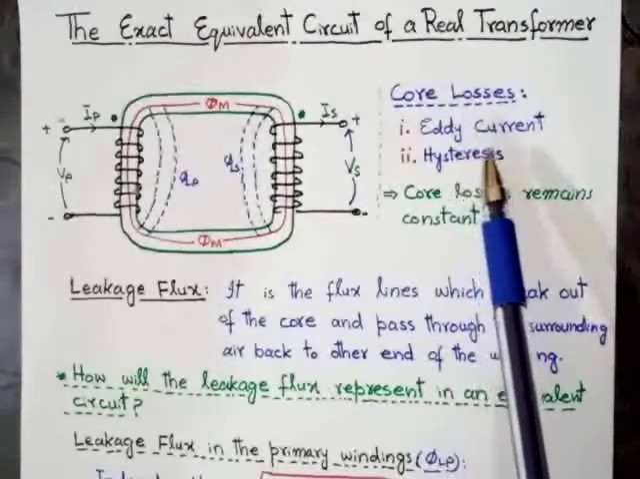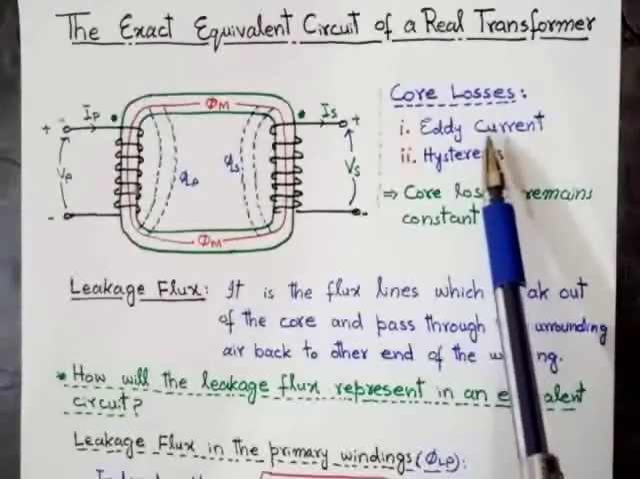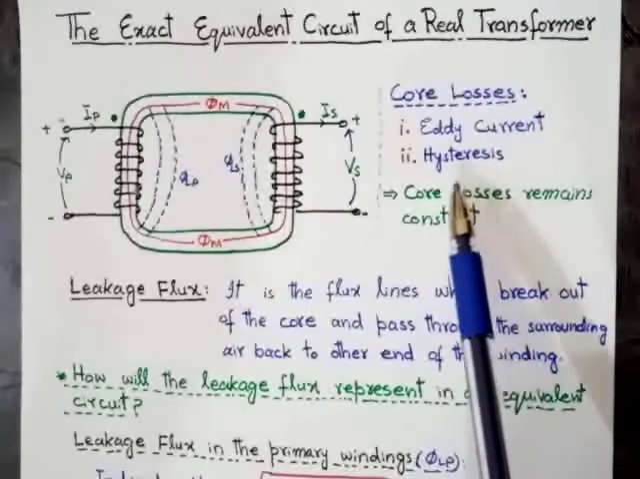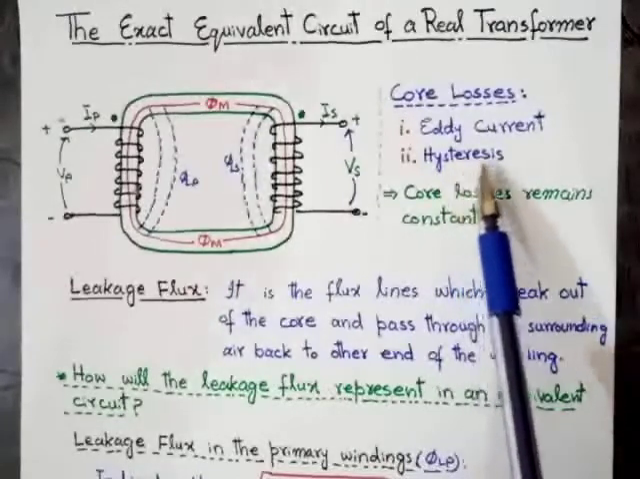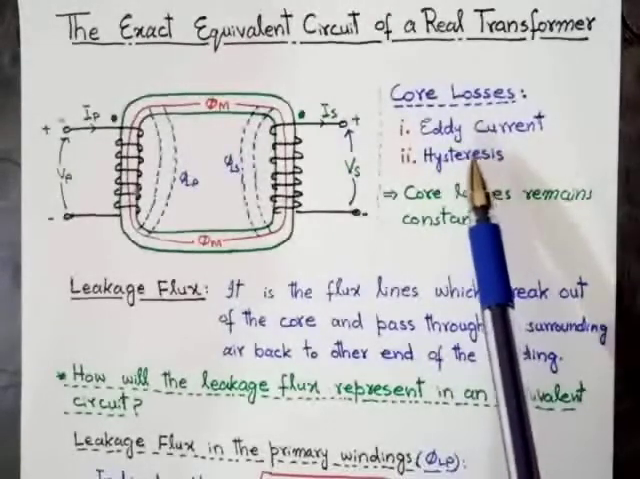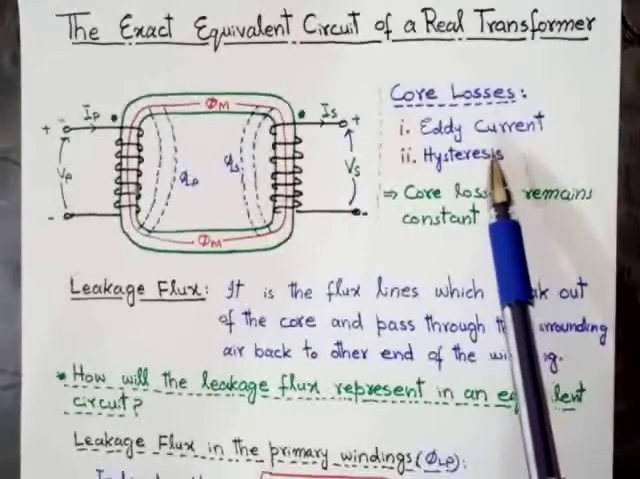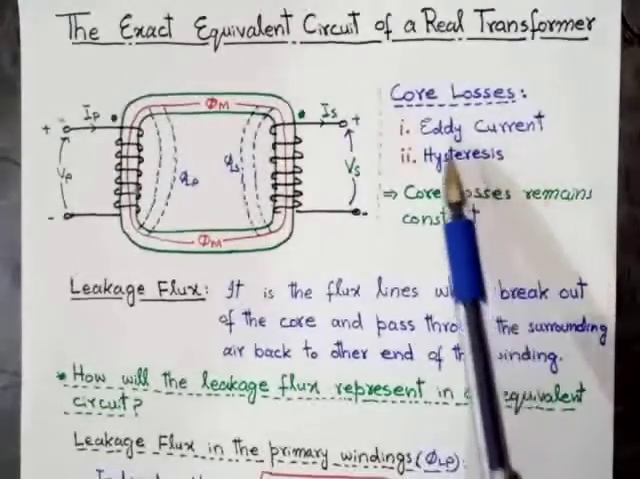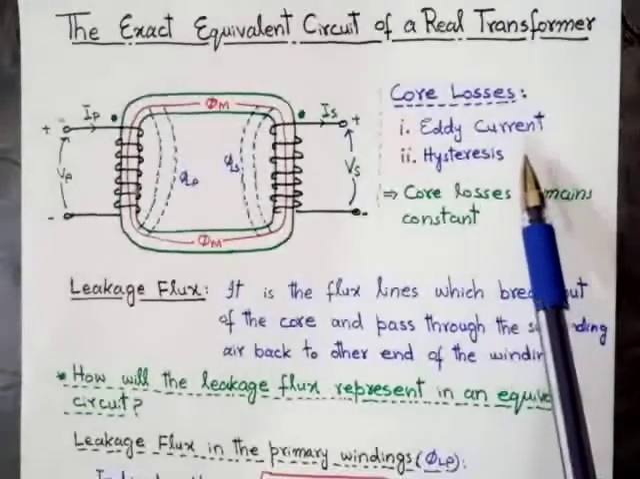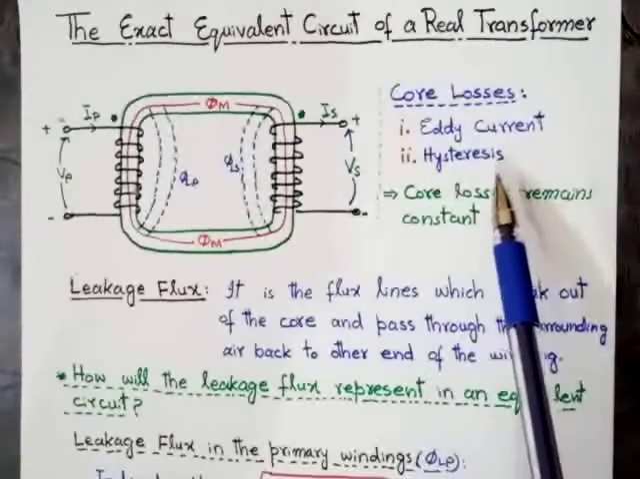Eddy current losses are resistive heating losses in the core of the transformer, and hysteresis losses are associated with the rearrangement of the magnetic domains in the core during each half cycle. As we have already discussed in detail at the start of the third lecture of this subject. These two losses we have discussed in detail. So these are the core or iron losses.